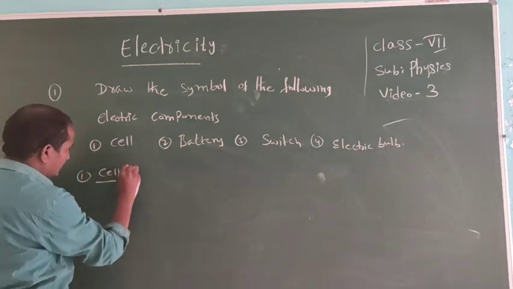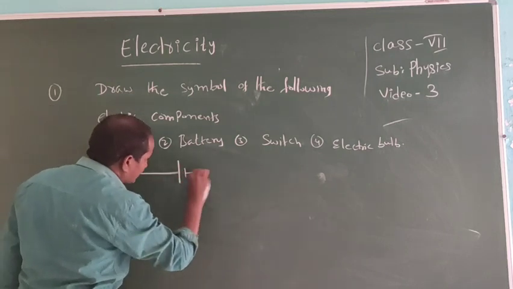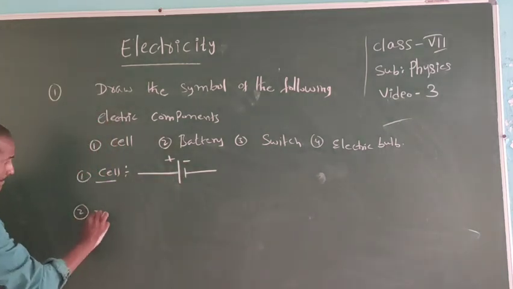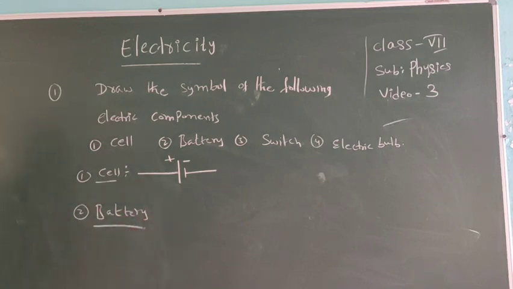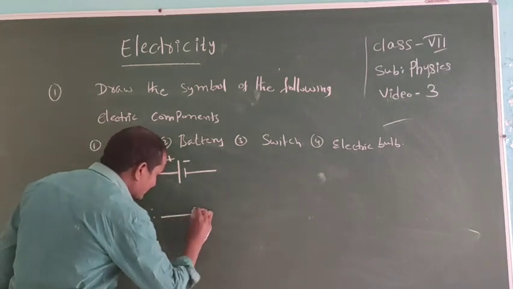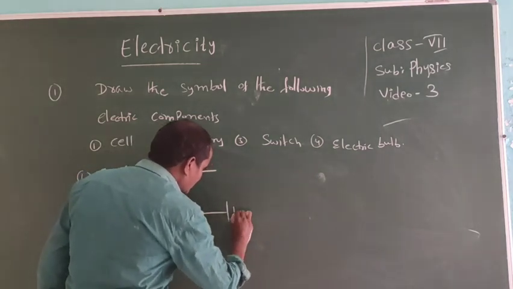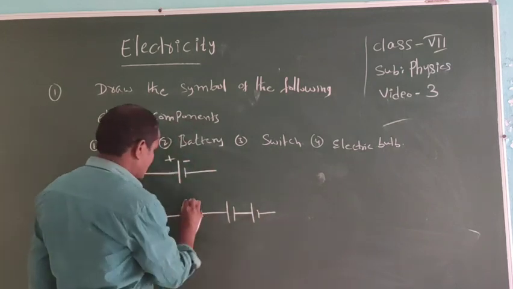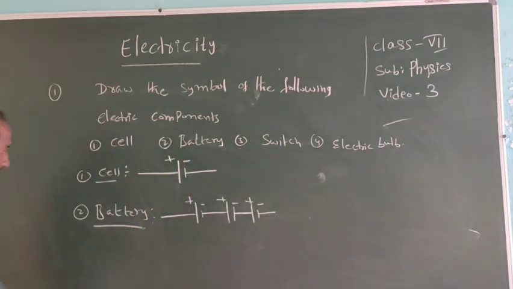First one, cell. It will be the cell symbol. Okay. Next, battery. Battery means the combination of more than one cell. That is called a battery. So positive is connected with the negative, and the negative is connected with the positive. It is a battery.